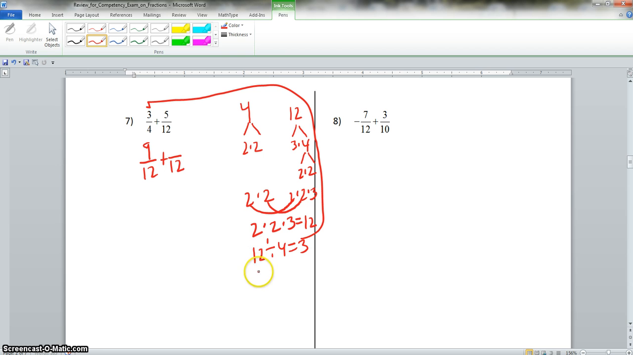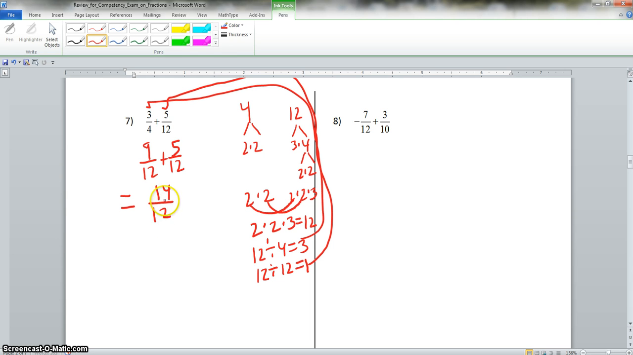Next, we would take this new denominator divided by the old denominator. So we had 12 divided by 12, which is 1. So we would take this 1 here and we would multiply it by this 5. 1 times 5 is 5. Now we can add these fractions together. Our denominator would stay 12, and 9 plus 5 is 14.